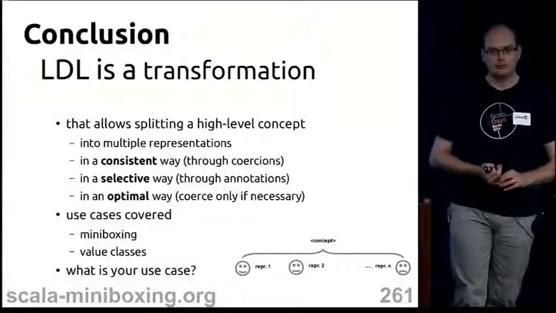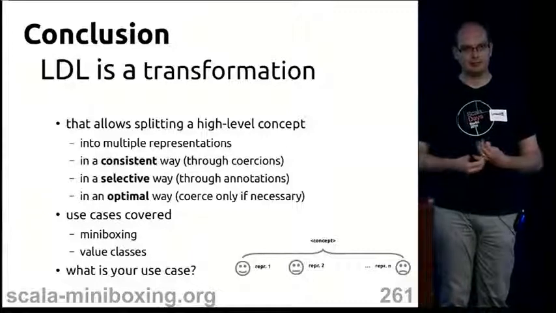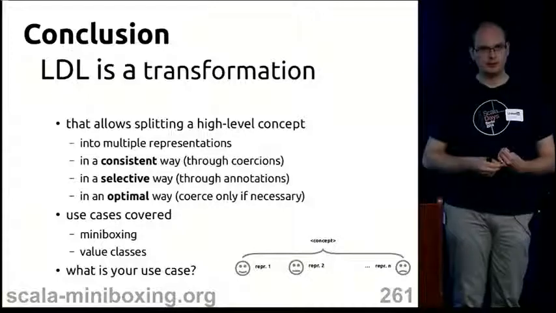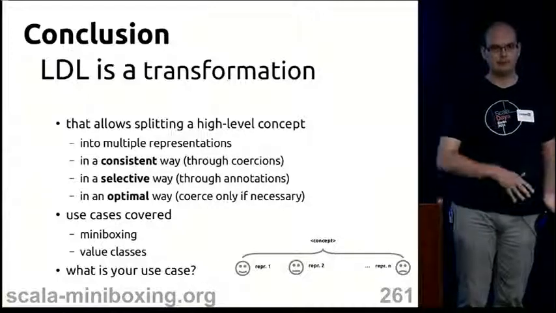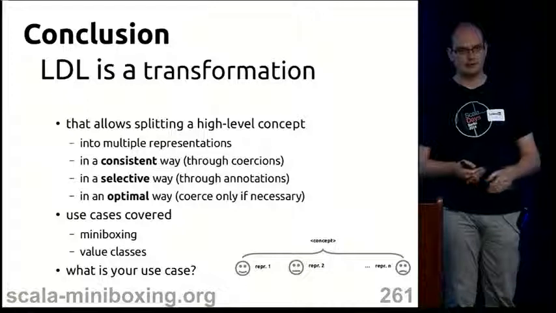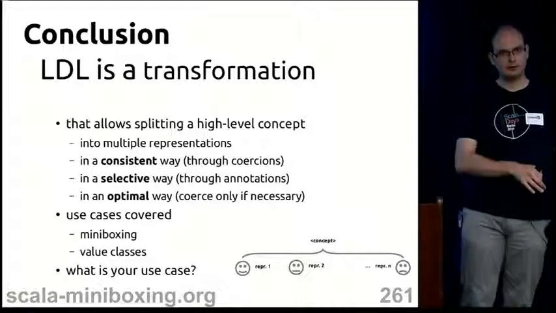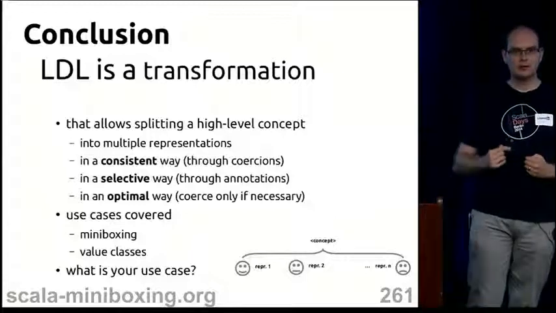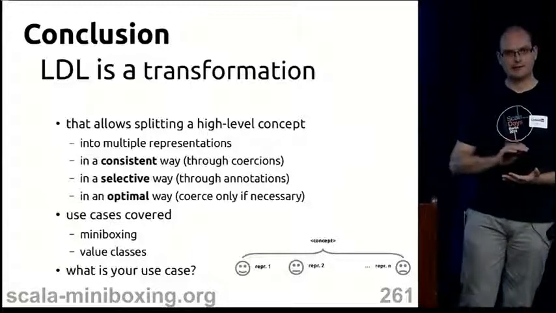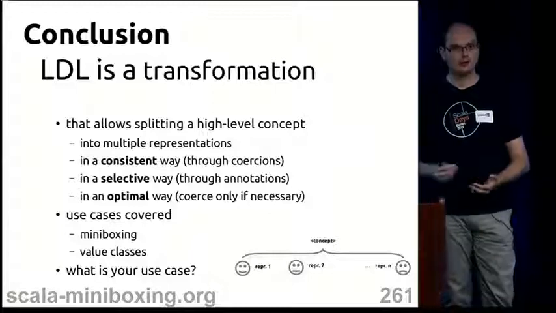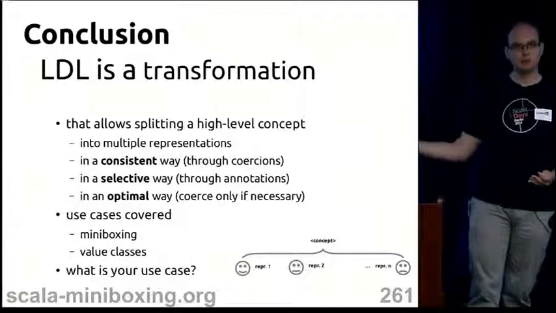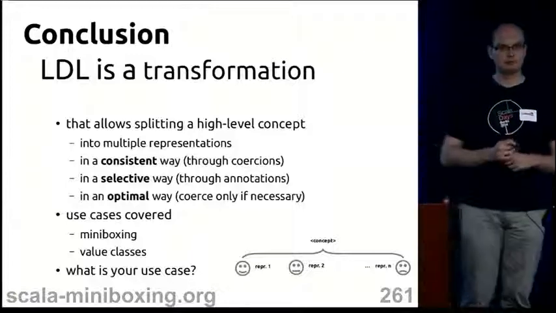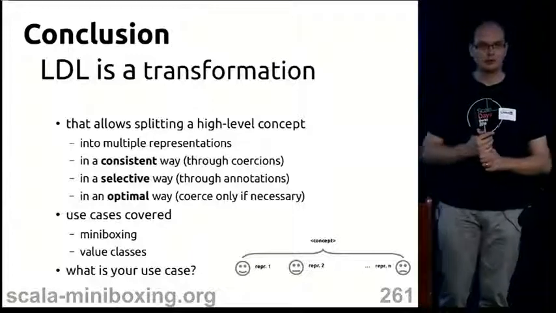So right now when you have a cake pattern and you have traits that you mix in, if the traits are annotated with the mini boxing annotation, they will get the optimized parents. Now the problem would be, can you actually, given a class that's annotated, make sure all its traits, all its super traits, super classes and parents are annotated with mini boxing? Sure, you could.